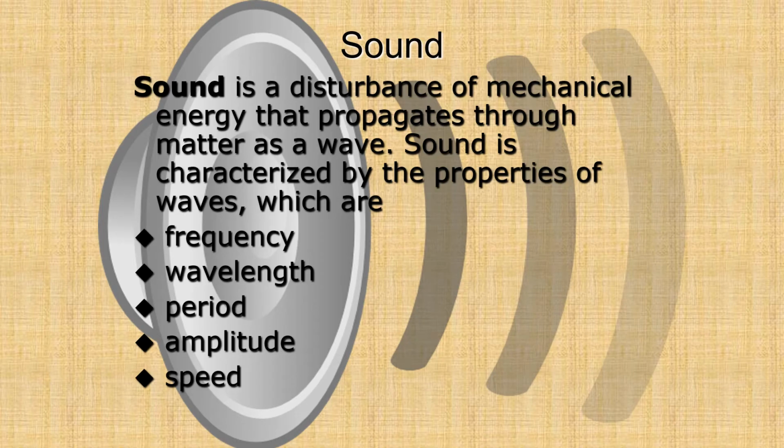Sound is a disturbance of mechanical energy that propagates through matter as a wave. Because sound waves must move through matter, they cannot travel in a vacuum. Most often we think of sound as traveling through air, but sound actually travels more readily through elastic solids and liquids. The measurable properties of sound include frequency, wavelength, period, amplitude, and speed.